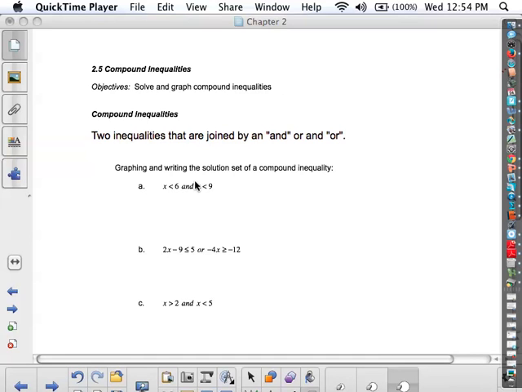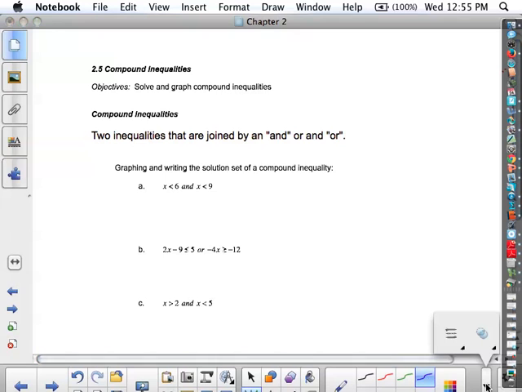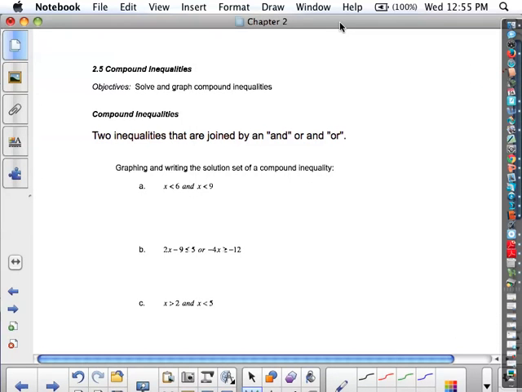Okay, let's take a look at section 2.5, which is compound inequalities. We looked at inequalities last night and did a few of those in class today. So now let's look at compound inequalities. A compound inequality would be two inequalities that are joined by an "and" or an "or", and a simple inequality just has one that connects them.